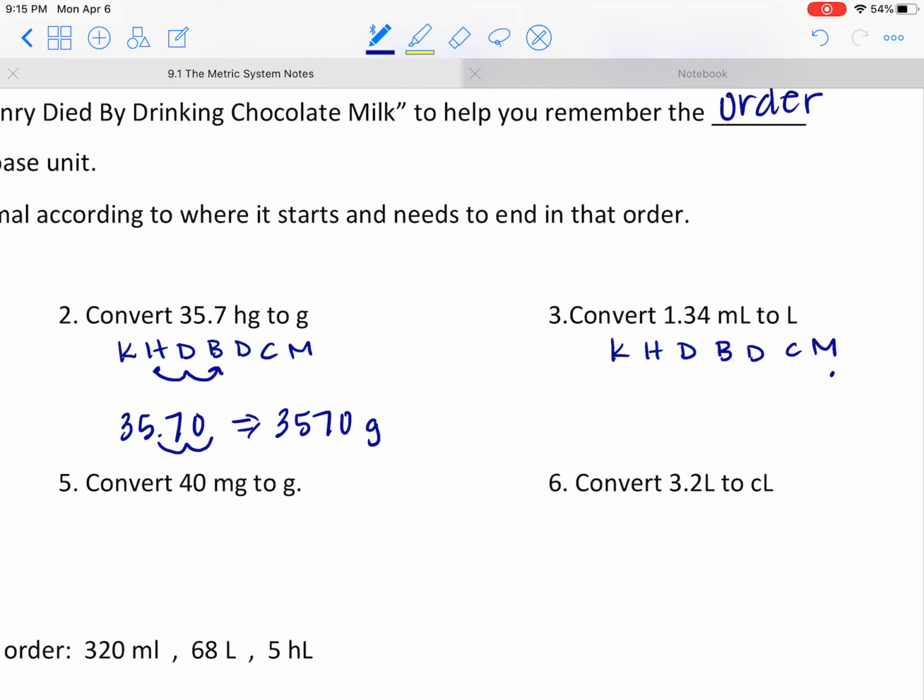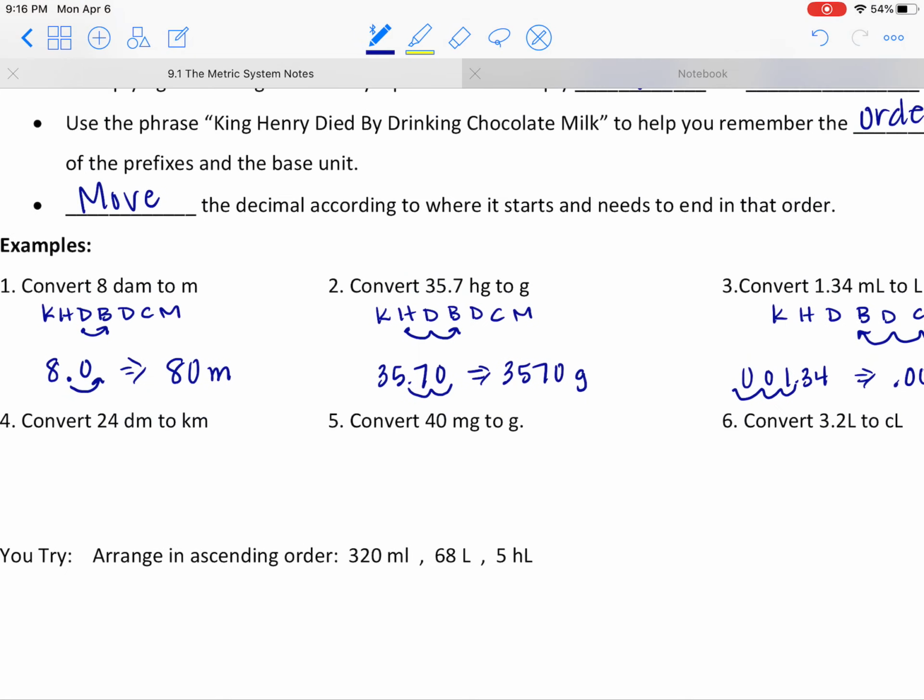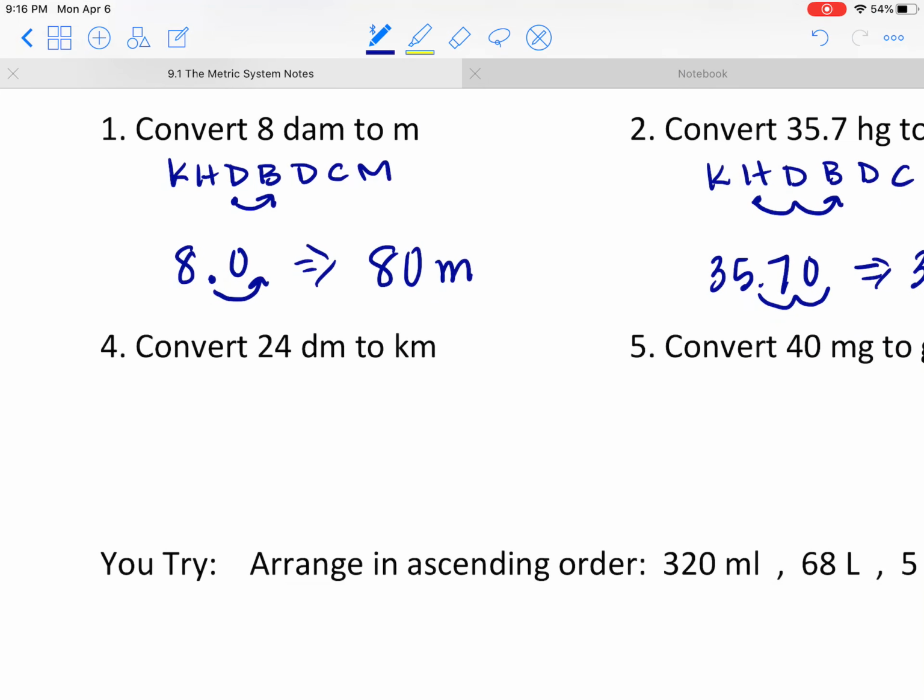1.34 milliliters to liters. So again, King Henry died by drinking chocolate milk. This time I want to go from milliliters to liters, which is, again, my base. So I have to go 1, 2, 3 times to the left to get there. So with my 1.34, my decimal has to go 3 times to the left, which means I'm looking at 0.00134 liters. Now, milliliters were already really small, so that's a really small amount of a liter, so it makes sense that the decimal is really tiny.